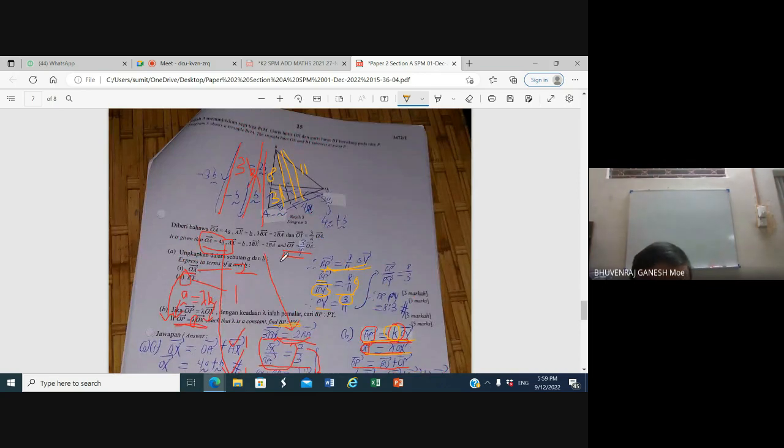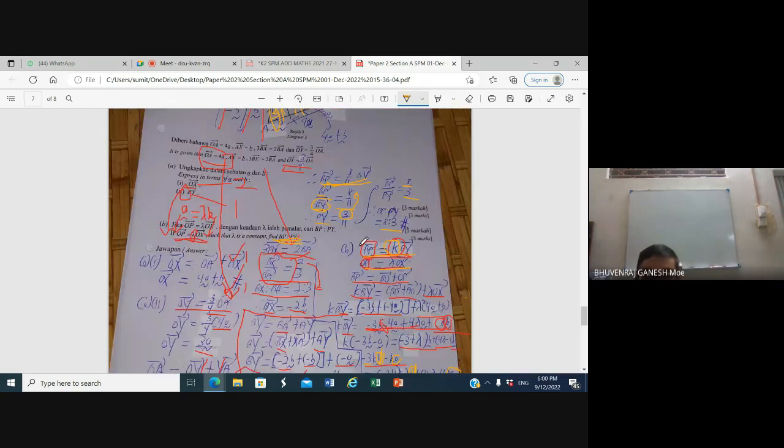That's why they want the final ratio of BP to PY, right? It means you have to modify a bit. So you get BP over PY. BP, the ratio is 8, right? On top here. So I put 8 here. And then PY is what? 3, right? Yeah. 8 over 3. So I conclude BP to PY, sorry, forgot the colon here, is 8 to 3. That's your answer. 5 marks.